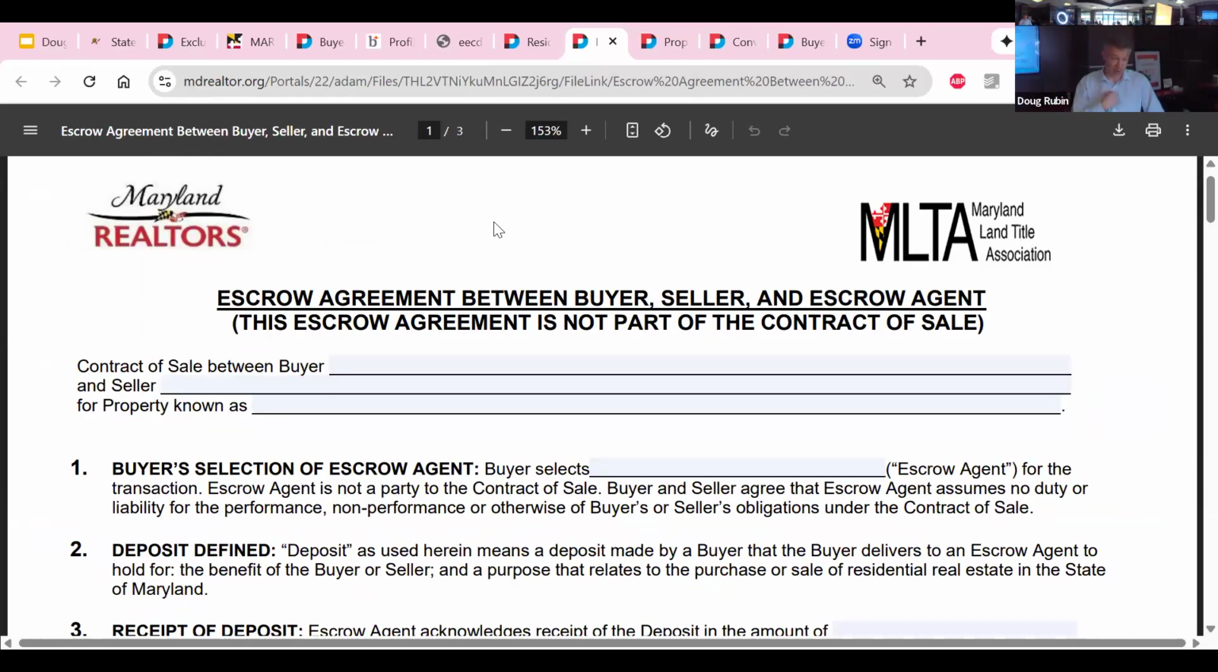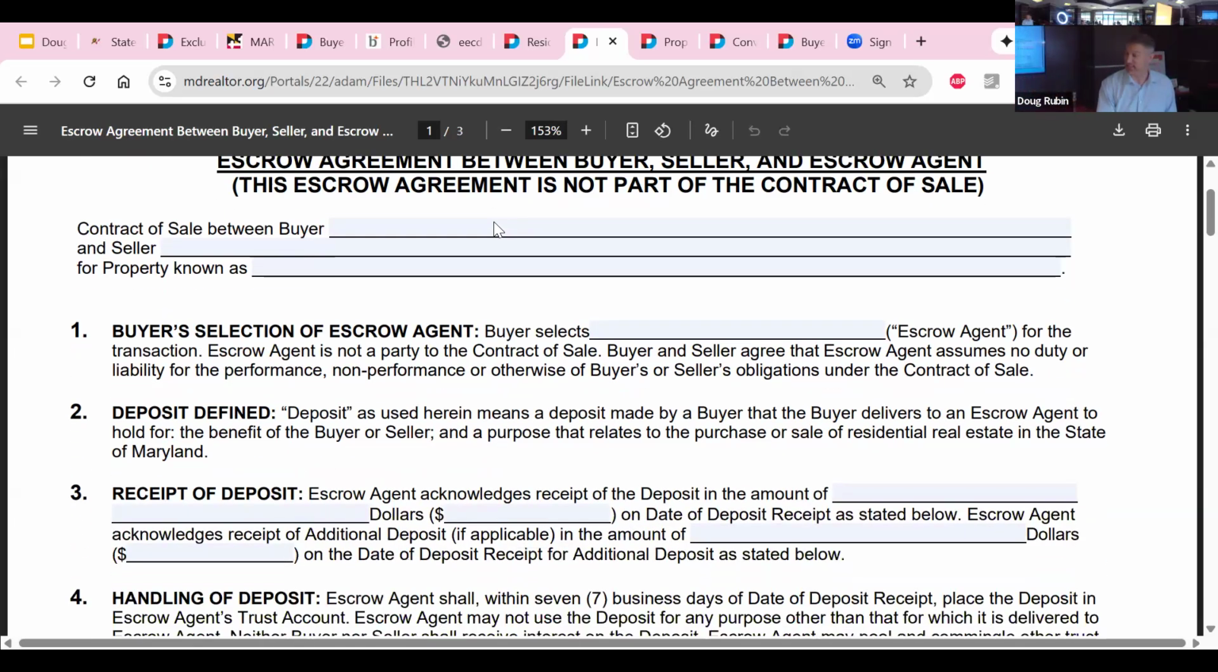If I'm holding it as the broker, I don't get to just dish out this money as I please, right? I am very rigidly controlled on how I can distribute the funds, and so is any title company that's holding it. It is extremely tight, okay?